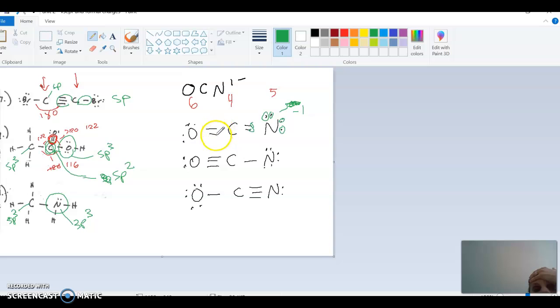This carbon here has 1, 2, 3, 4 electrons around it, so its formal charge is 0 because it got 4 and it wants 4. Good. This oxygen over here has 1, 2, 3, 4, 5, 6, 6 around it. It has a formal charge of 0. Now if I added up all these formal charges, 0 plus 0 plus negative 1, I get a negative 1, which is good because this is a polyatomic ion and it adds up to a minus 1.